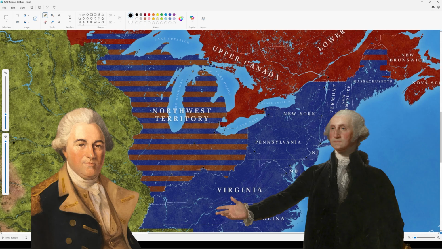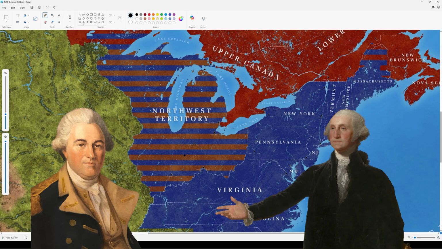Wayne will construct 3 forts for supply. He will construct Fort Recovery, Fort Defiance, and Fort Greenville in an attempt to form a better supply hub. Because initially, instead of just having to march north all the way, he now essentially creates a supply network where you can have bases along the way where you can be defended and protected.